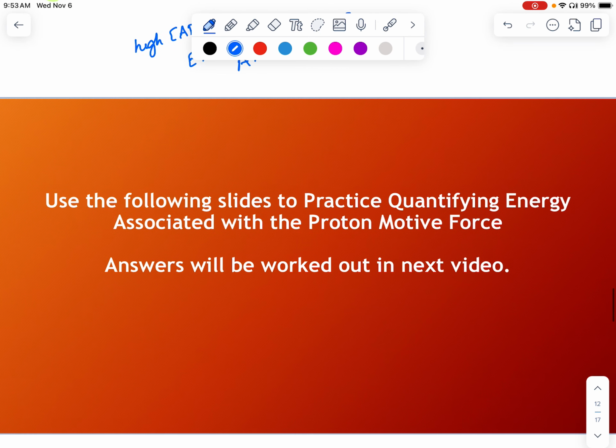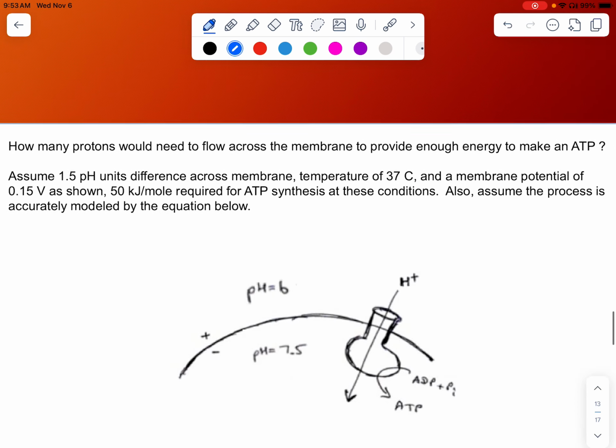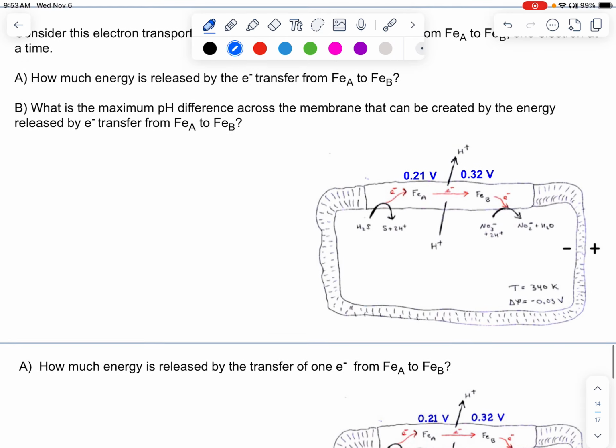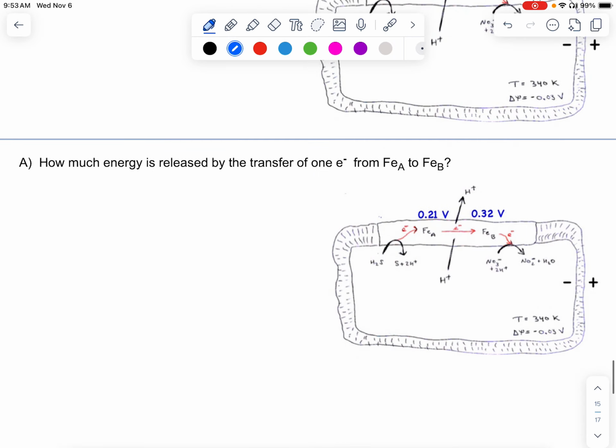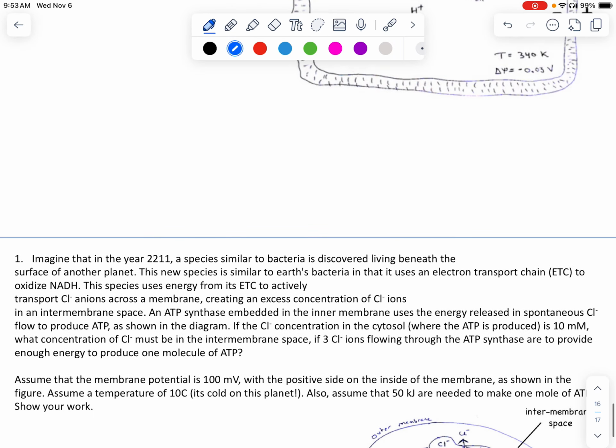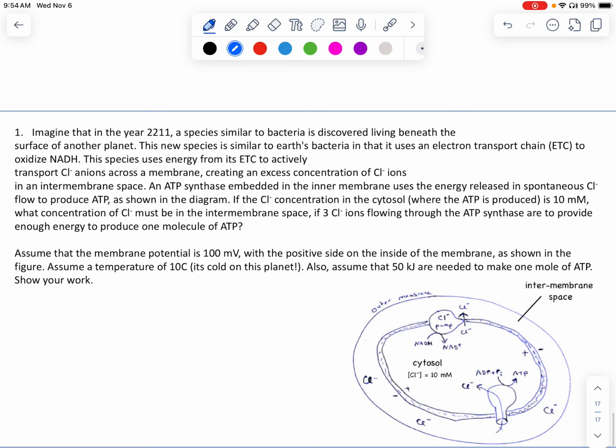Okay, following this, there are practice problems. This is the type of math we've already done earlier when we talked about membrane transport. So I will work these out in a later video, but I want you to try them on your own first. So I've put them in here. There are 4 problems. So give those a try, and we will work them out in a later video.